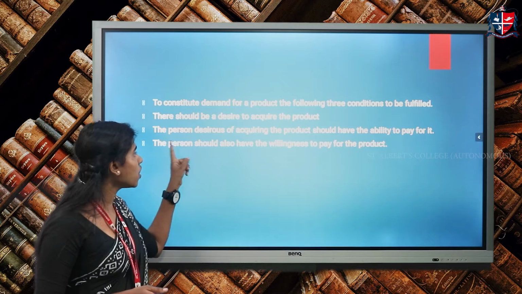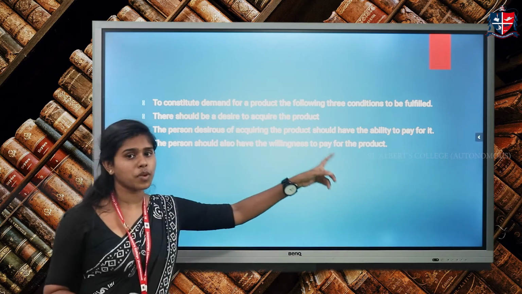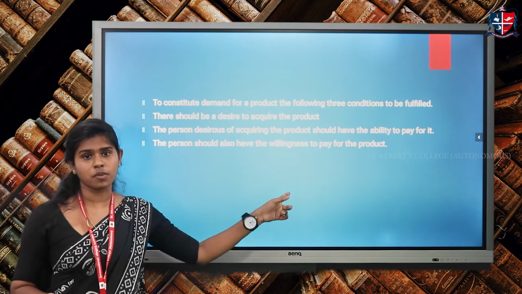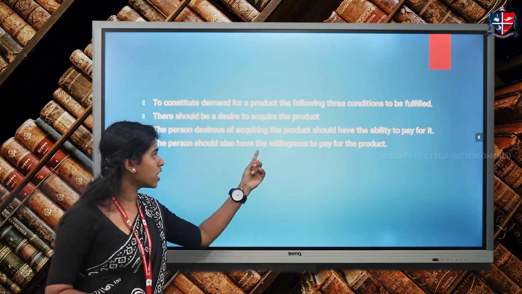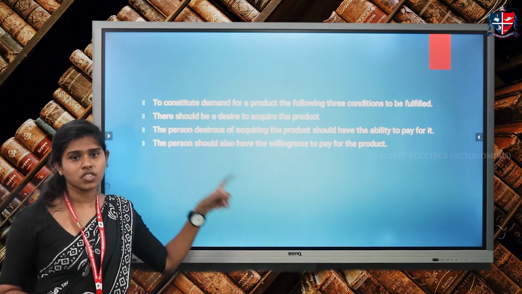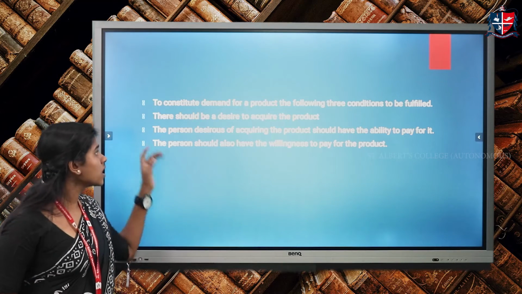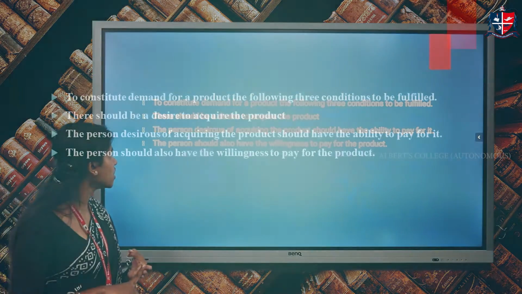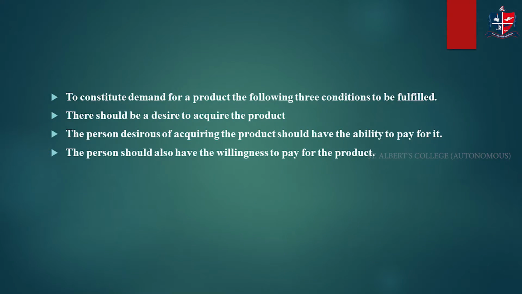The demand should always be backed up by an ability to pay for a commodity, and the person should also have the willingness to pay for the commodity. This is another important factor: willingness to pay. The consumer should be willing to pay for purchasing the commodity. So, in a nutshell, we can conclude that the three conditions for demand are, first, the desire to acquire the product, second, the ability to pay for the commodity, and third, the willingness to pay for the commodity.